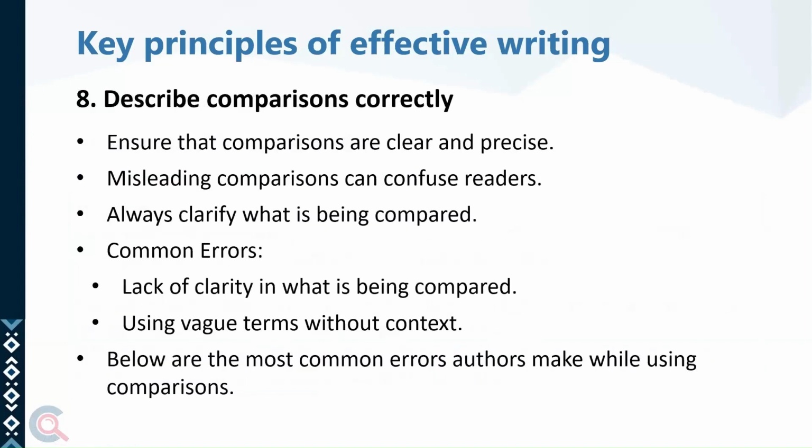The next key principle of effective writing that we are going to see is to describe comparisons correctly. Comparisons are important in scientific writing, and we have to ensure that our comparisons are clear and precise. Misleading comparisons can confuse readers, and common errors include the lack of clarity in what is being compared and the use of comparatives without context. Here are some examples of common errors that we usually make when comparing.